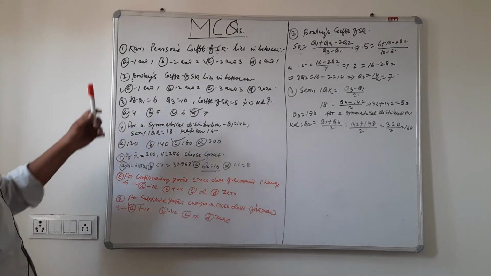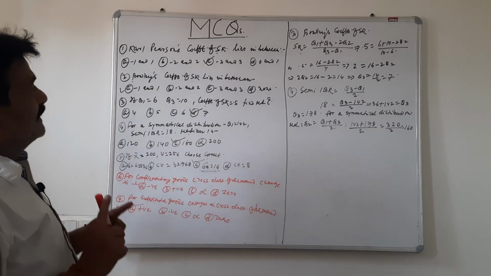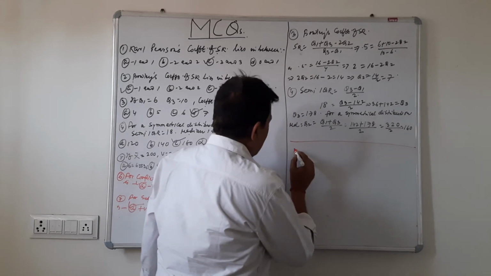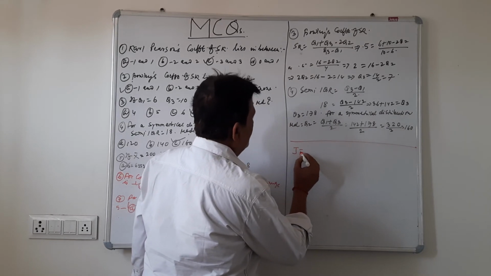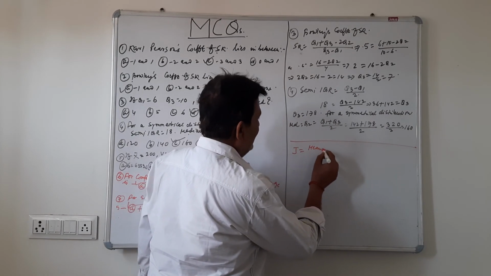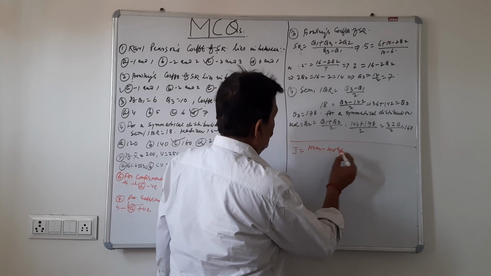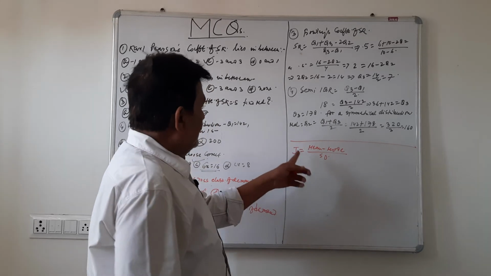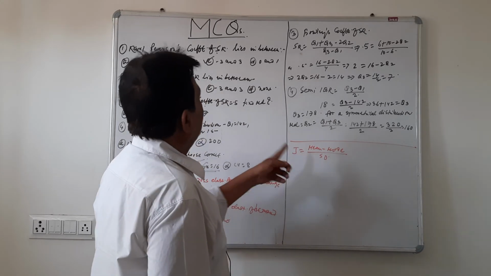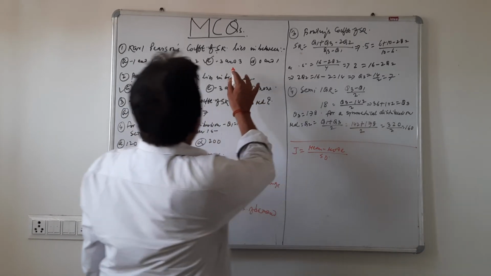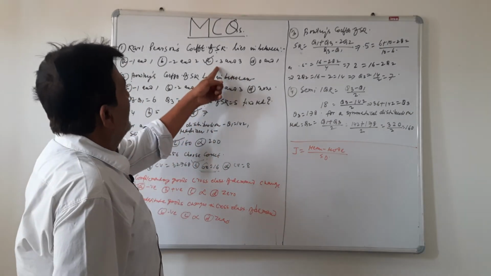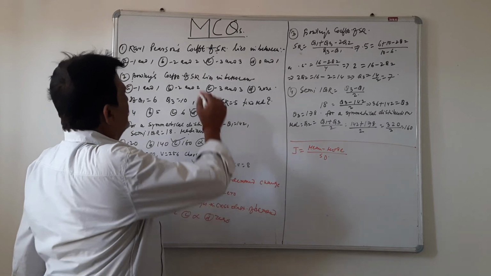First is the limit of Pearson coefficient of skewness. You might be remembering that Pearson's coefficient of skewness is mean minus mode by SD. This is the formula. Now, the limit of this J is minus 3 and plus 3. So, the value of J is supposed to lie in between minus 3 and plus 3. So, this will be the answer.